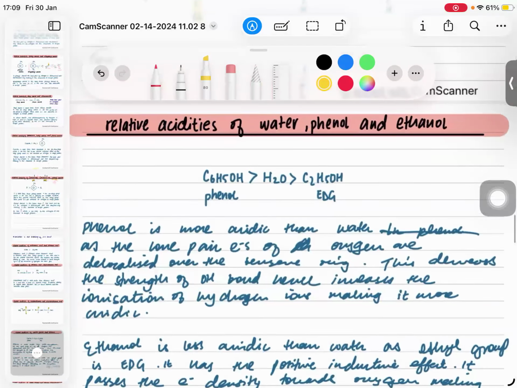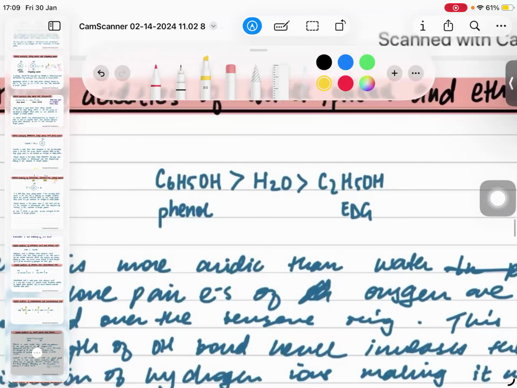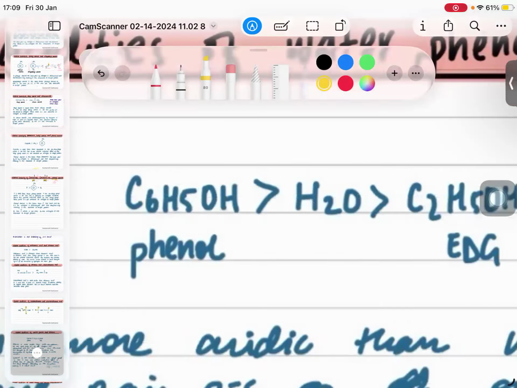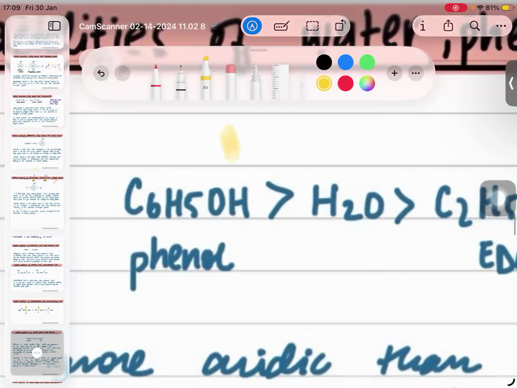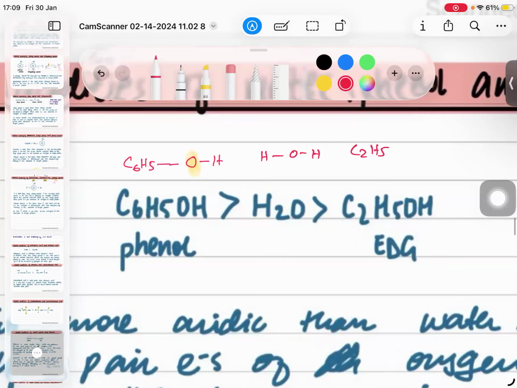Okay, now relative acidities of water, phenol, and ethanol. Now look at this. Again, we are not bothered by this. We are just focusing on OH bonds, okay? So just forget about which is a carboxylic acid, which is an alcohol. We are focused on what? OH bond. In water, it is like this. In phenol, it is like this. And ethanol, it is like this.